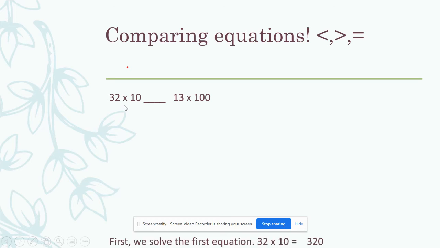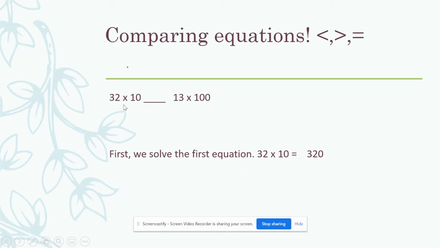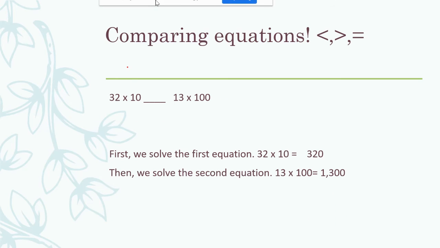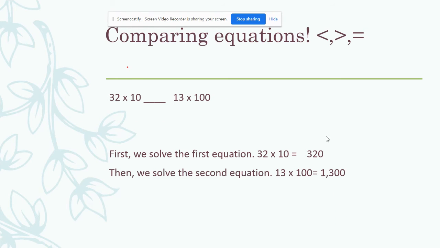So we first have to solve this first equation here, 32 times 10, which to solve that you would do, okay, 32 times the 1 of the 10, so it's 32, and then you just add the 0 at the end. Okay, so 32 times 1 is 32, plus the 0 is 320. Okay, so we first solved that first equation. Then we solve the second equation, which is 13 times 100.